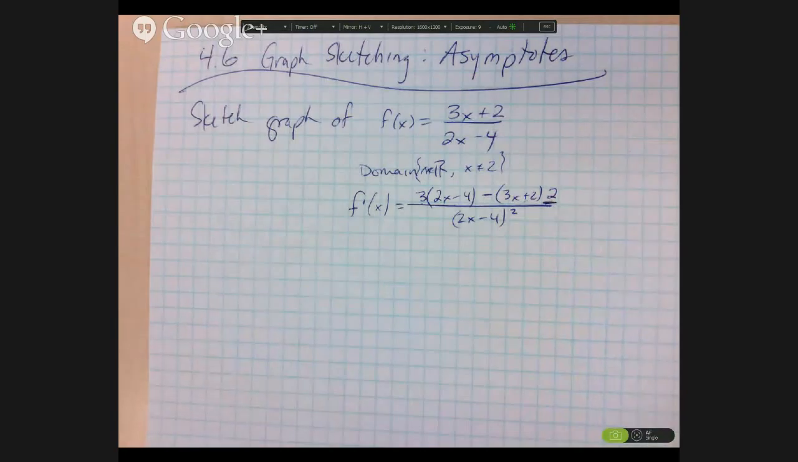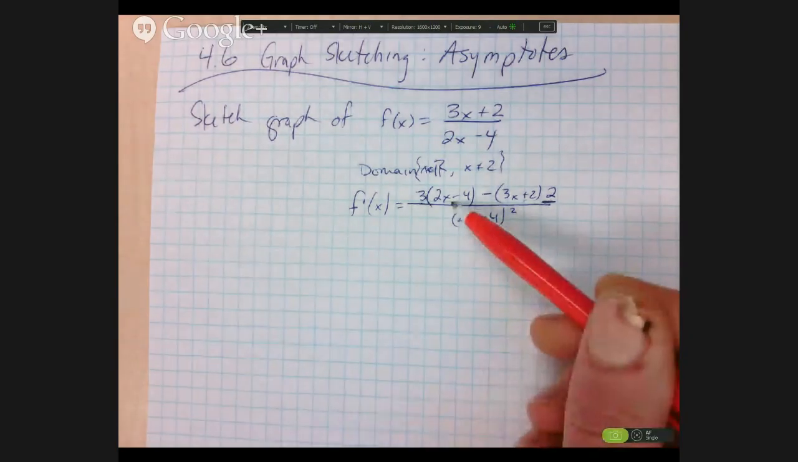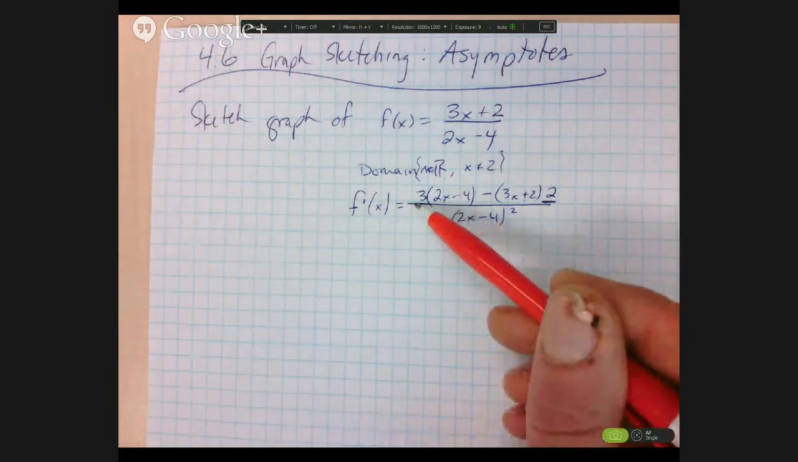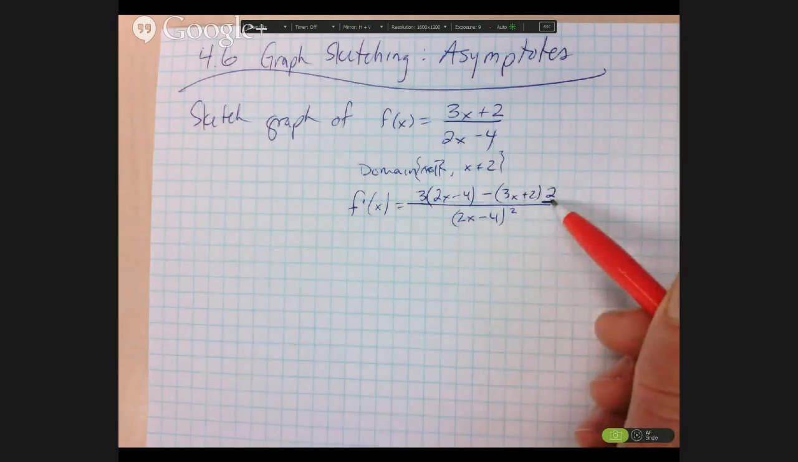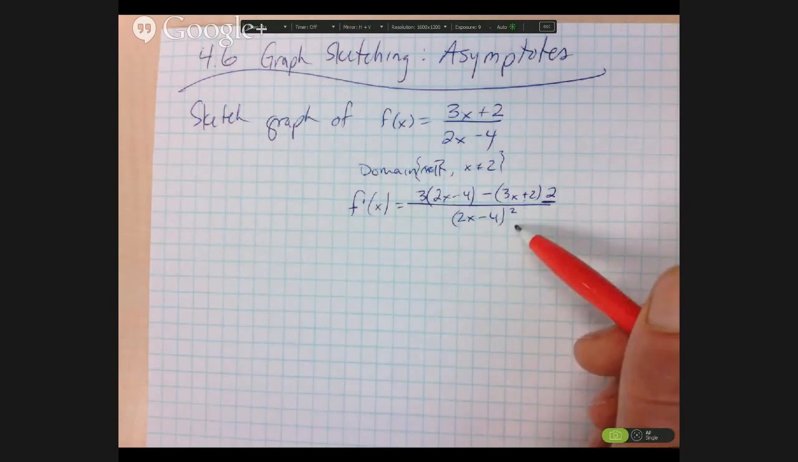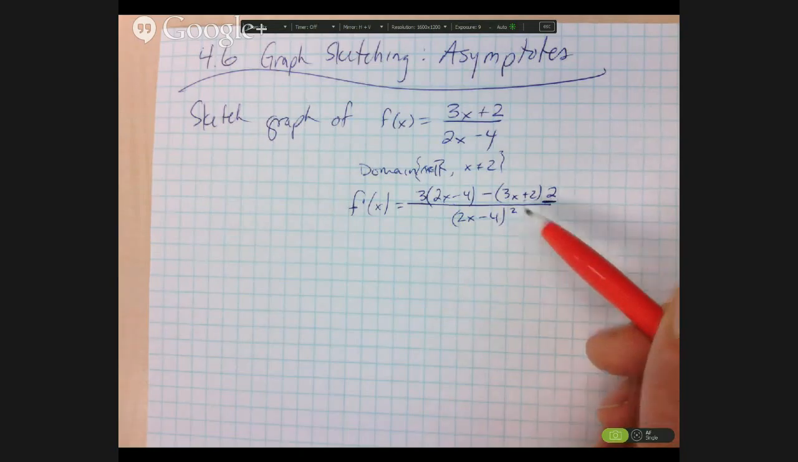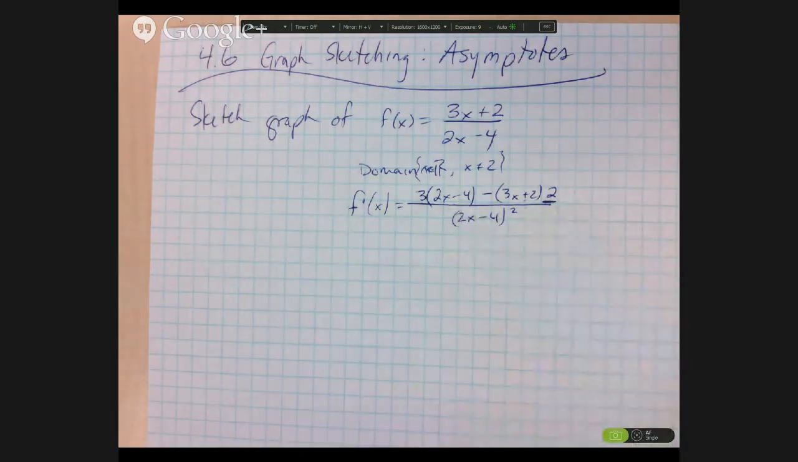Josh has a little rhyme. Low d high minus high d low over the square of what's below. Right. If it doesn't rhyme, it's wrong. Low d high minus high d low over the square of what's below. Exactly. If it doesn't rhyme, it doesn't work. So if you want to use that rhyme, have at it. It's a good way to memorize it.